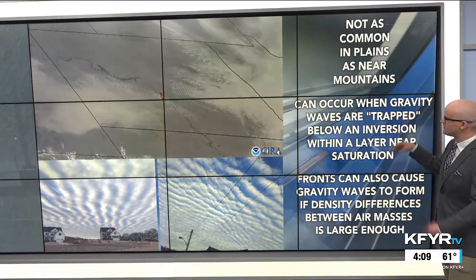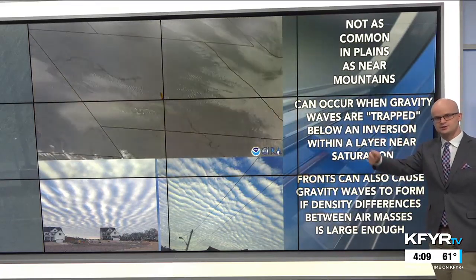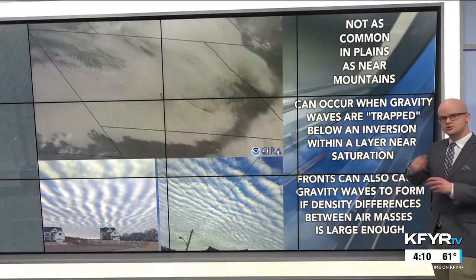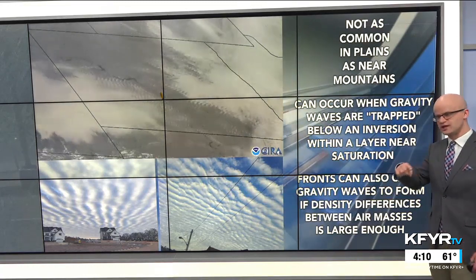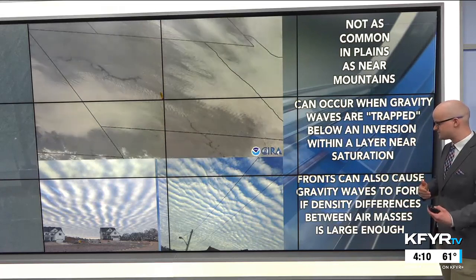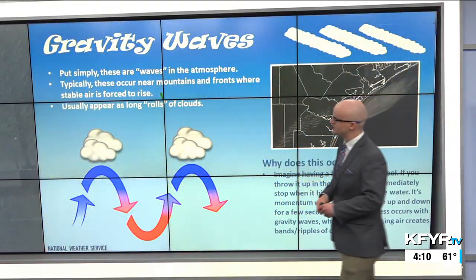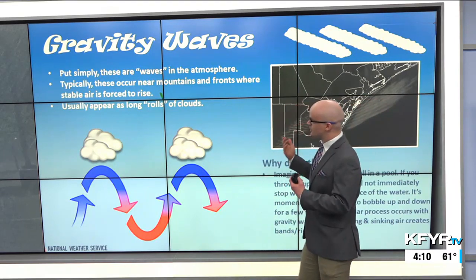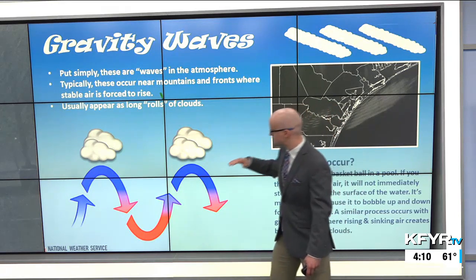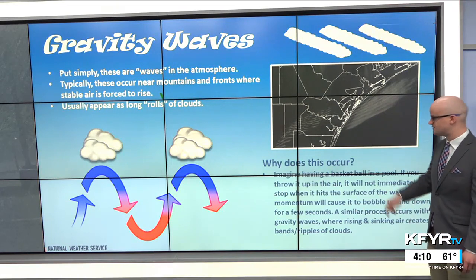They can occur when they're trapped below an inversion layer, and that can allow for that air that's disturbed by maybe a thunderstorm or a front to continue to oscillate in that lowest level of the atmosphere. And the fronts can cause these to form if the density differences are large enough between the air masses. So another kind of explainer here, there are waves in the atmosphere. They occur near mountains or fronts where stable air is forced to rise, usually appearing as these long rolls of clouds, with the clouds forming on the peaks or the crests of the waves.